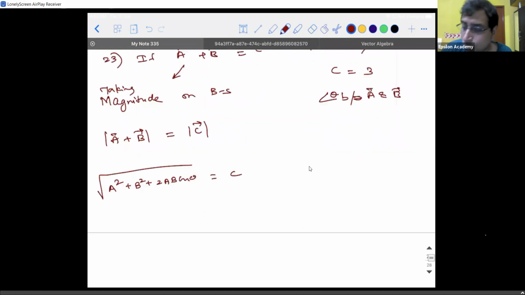So I'll again square on both sides. A square plus B square plus 2AB cos theta is equal to C square. See, one common mistake that happens, no? In excitement, many people forget this.